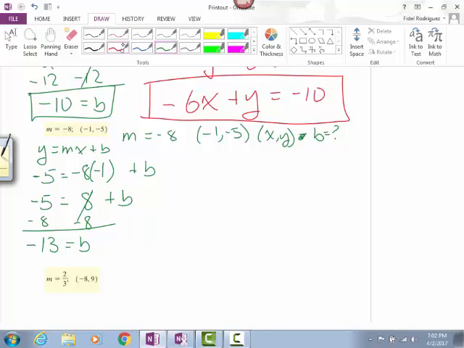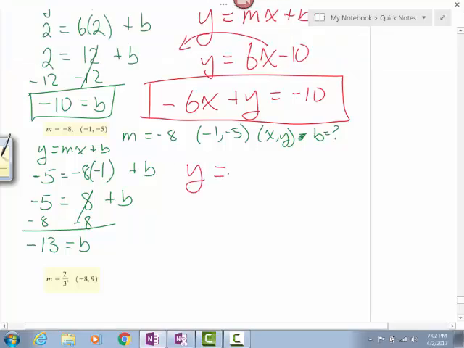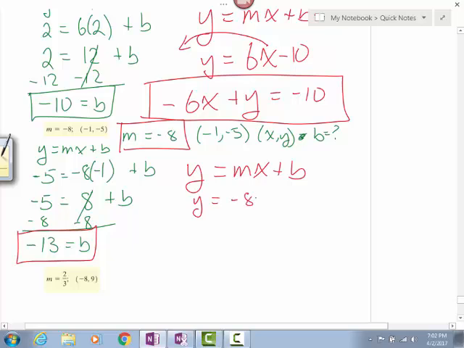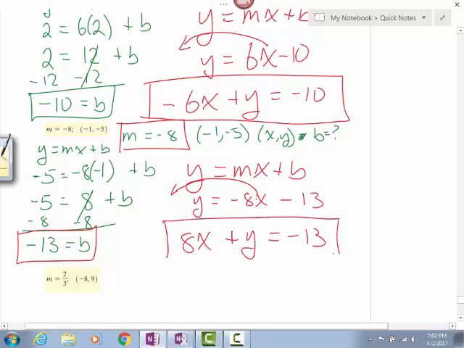Now, again, I'm going to think about it like this. y equals mx plus b. We already know that our m is equal to negative 8, and we just found our b to be negative 13. So I'm going to write y equals negative 8x minus 13. And what I want to do now is get the x and the y on the same side. So I'm going to move my negative 8x over this way. That's going to become a positive 8x plus y equals, again, a negative 13.